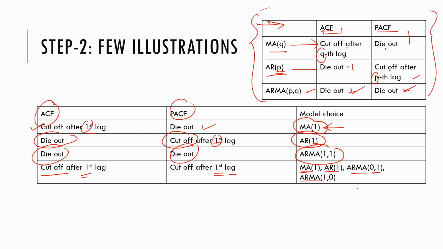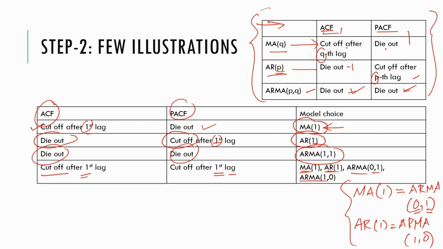Just to tell you, this is not different. MA1 is the same as ARMA 01. Why? Because we are setting p equal to 0. That means AR(p) is 0. The thing remaining is MA1. And similarly, AR1 is ARMA 10. So this is just a matter of nomenclature.